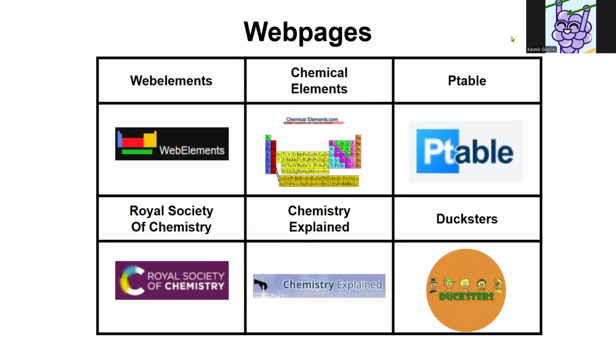These are the approved web pages. So no Wikipedia, no Google, no AI. The only sources that you are allowed to use are the ones that are shared in this video. Just please let me know if you are struggling to find sources or materials, and I will be happy to provide or help you. But Web Elements, Chemical Elements, P-Table, Royal Society of Chemistry, Chemistry Explained, and Ducksters.